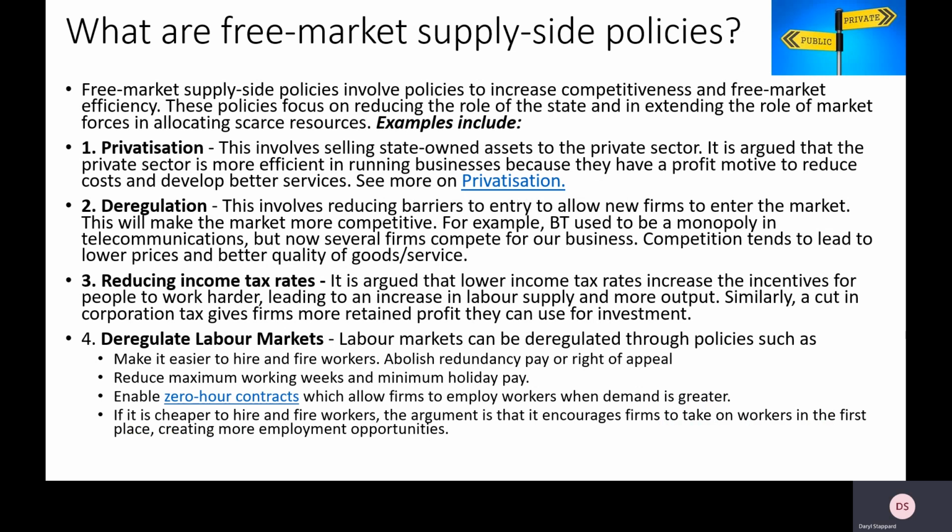Now, free market supply side policy or market orientated strategies, these are about the government reducing their role in the state. So the idea is if the government reduce their involvement in the state, they're allowing private enterprise and consumers to make more decisions for themselves. And the argument often is this will create more competition and more efficiency across the country.